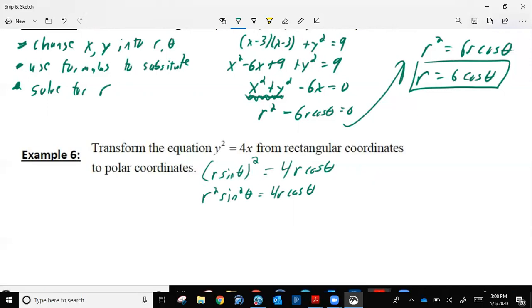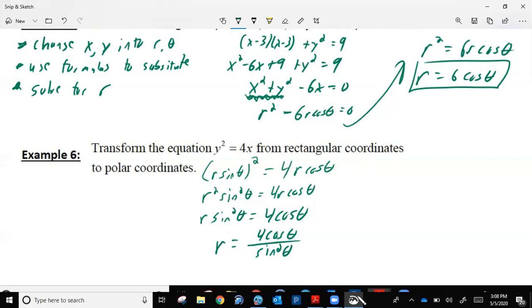I want r to be isolated. We can divide through by r, cancel an r away from each side. So r sine squared theta is 4 cosine of theta. Divide the sine squared over, and we have r equal to 4 cosine of theta over sine squared of theta.